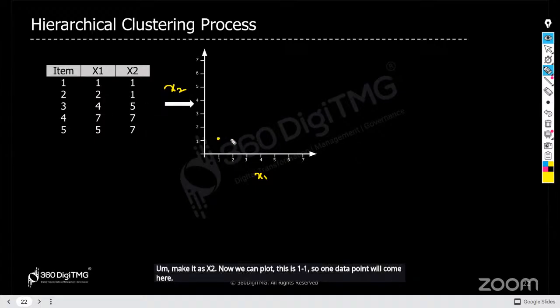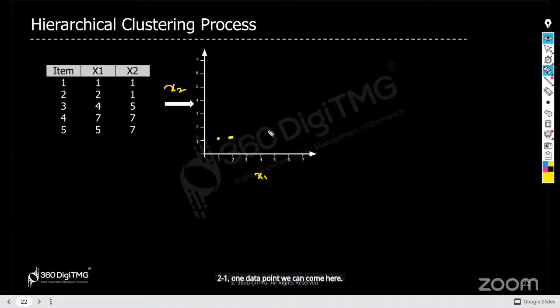2, 1, one data point will come here. 4, 5, one data point will come here. 7, 7, one data point will come here. 5, 7, one data point will come here. We got a very simple data set, and we can create a scatter plot out of it.